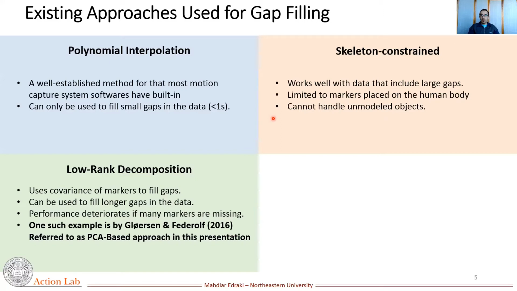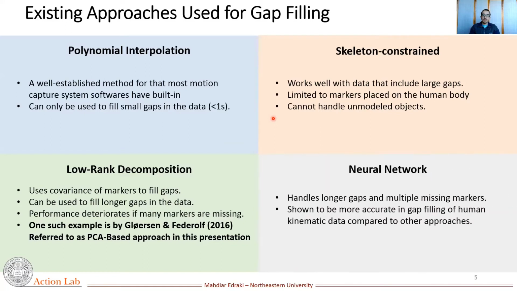It's been shown to work well with longer gaps in the data as well. However, its performance deteriorates as more and more markers are missing at the same time. One of the examples is by Glorious and Federal from 2016. We will actually use this approach to fill the same gaps in our data set and compare it to the performance of our proposed approach.